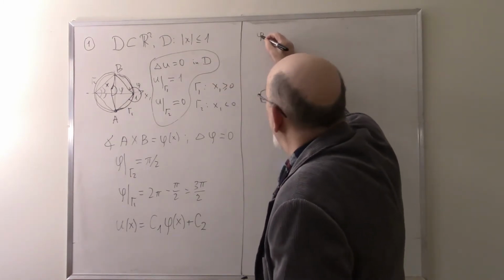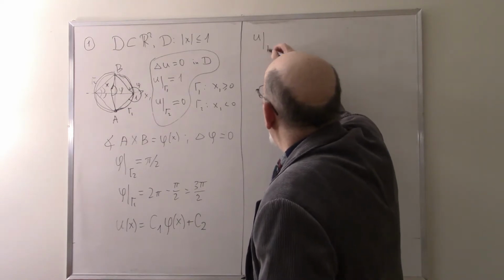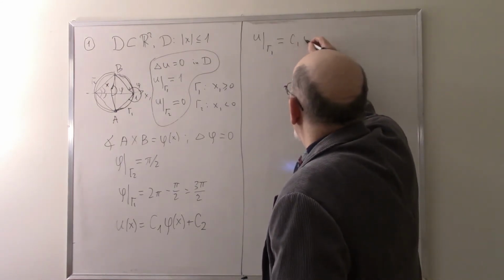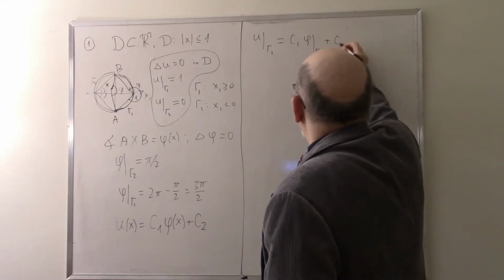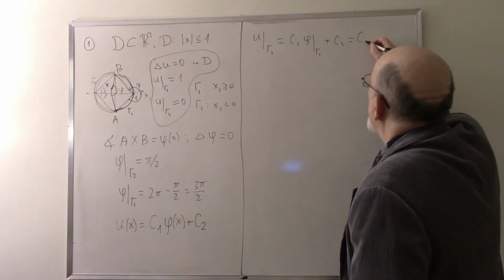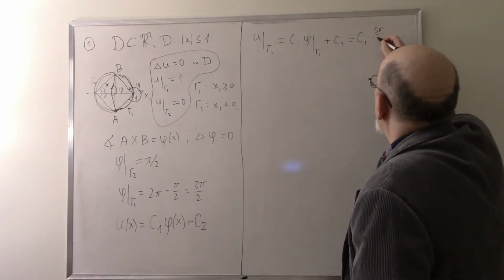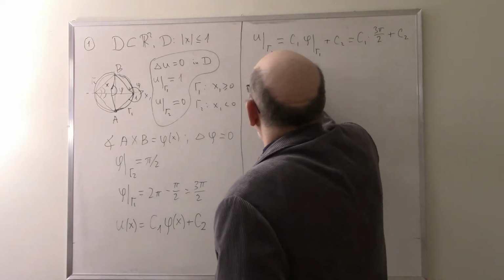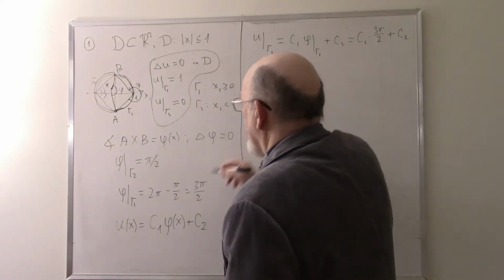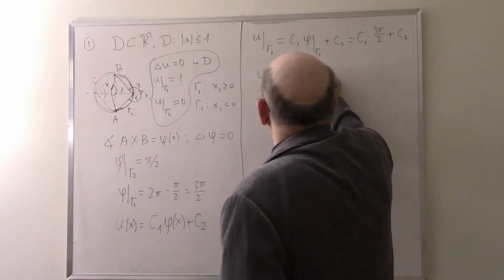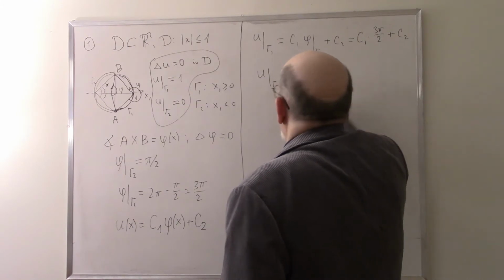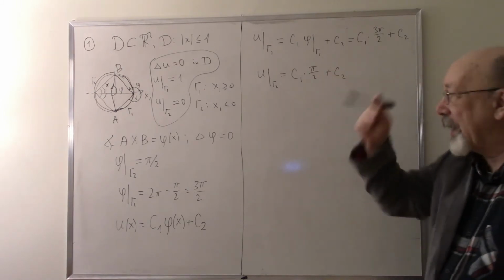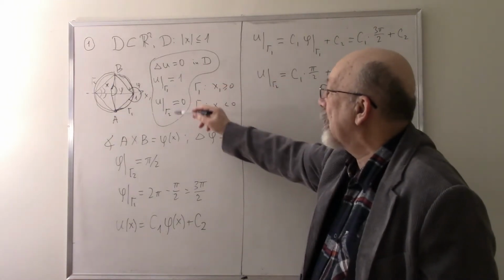So u on gamma 1 equals c1 times phi on gamma 1 plus c2 equals c1 times 3 pi over 2 plus c2. U on gamma 2 equals c1 times pi over 2 plus c2. So we found this, and we have to find c1 and c2 such that u on gamma 1 is 1 and u on gamma 2 is 0.